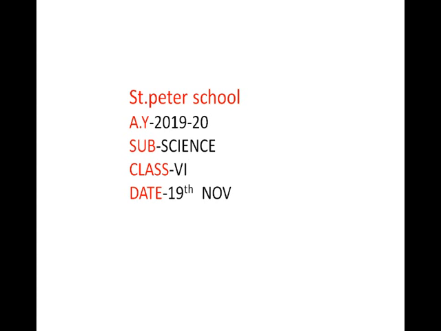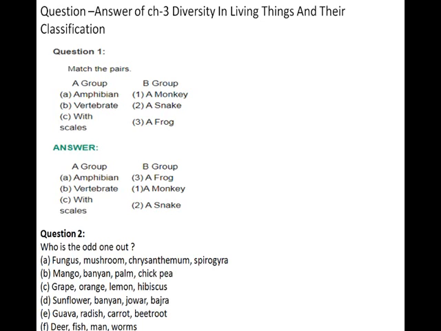This is your science class, and in the previous class we were doing chapter number 3, that is diversity in living things and the classification, and we have already completed this chapter. Now today we are going to start with the question and answer. So all the students are requested to take out chapter number 3, question and answer.